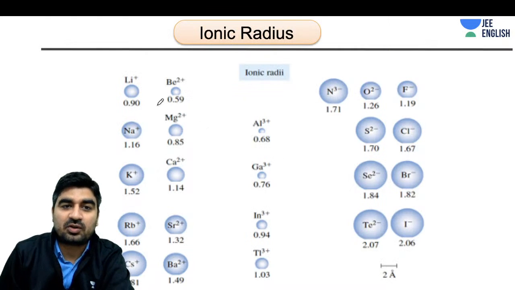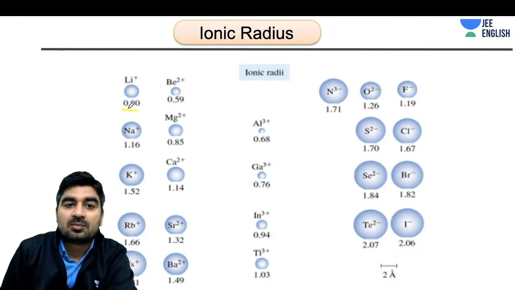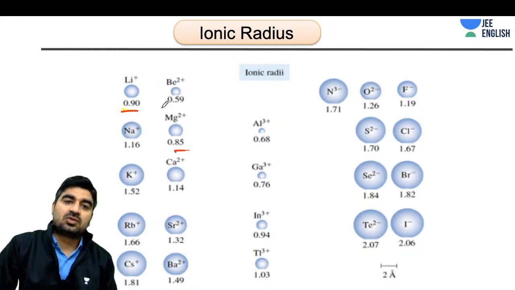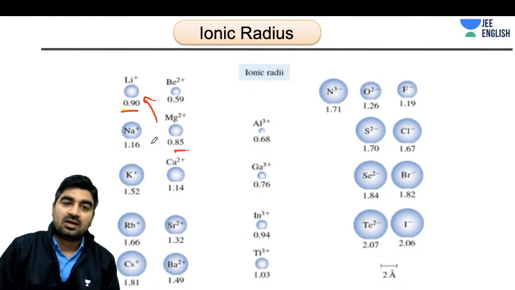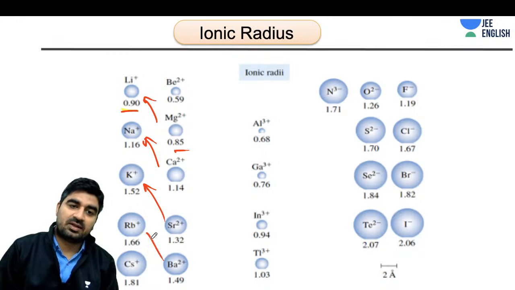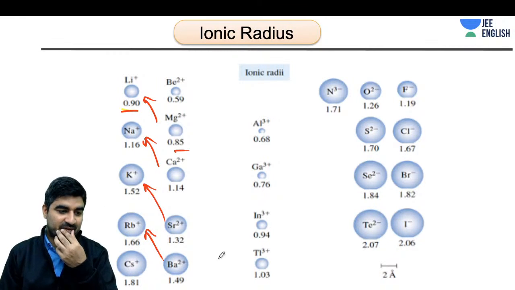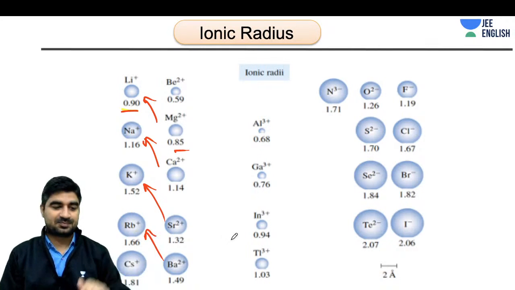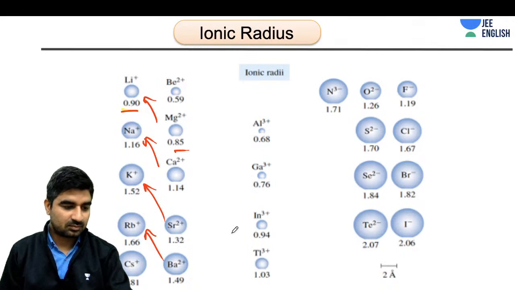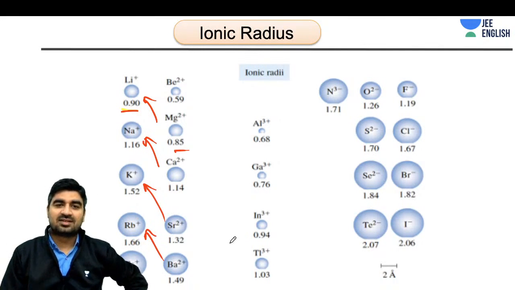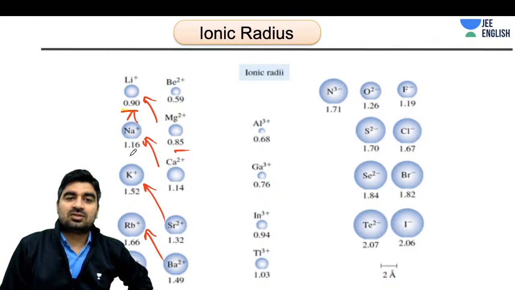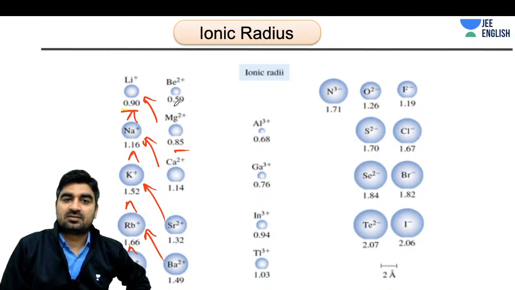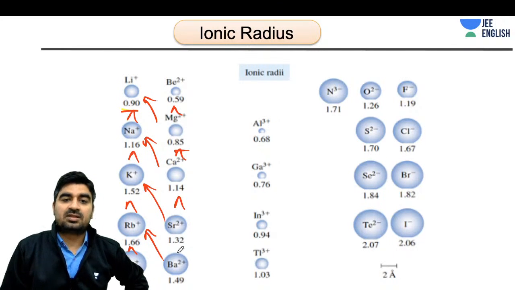If you want to take a screenshot, you can take it. From here, if you compare 0.9 and 0.85, Li plus is bigger than this, Na plus is bigger than this, K plus is bigger than this, Rb plus is bigger than this. Got it? Any doubt? Tell me if you still have any doubt. And down the group, size keeps on increasing. So remember this table this way.